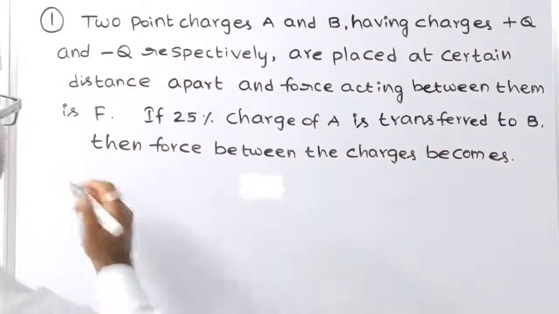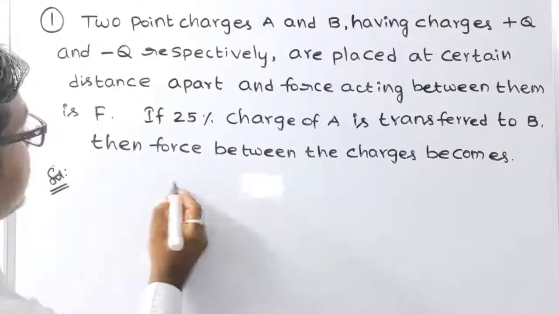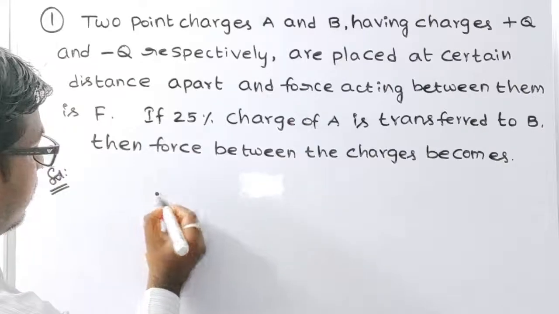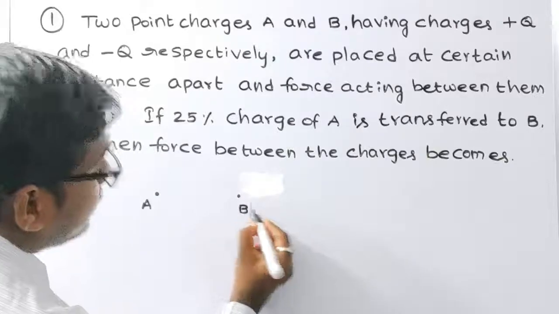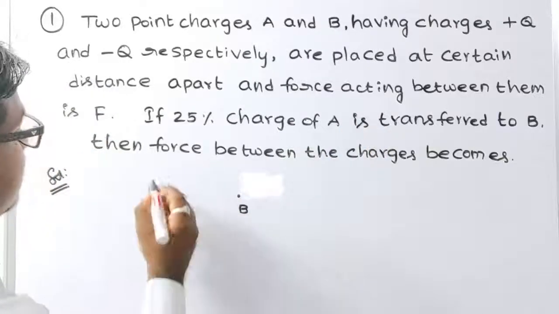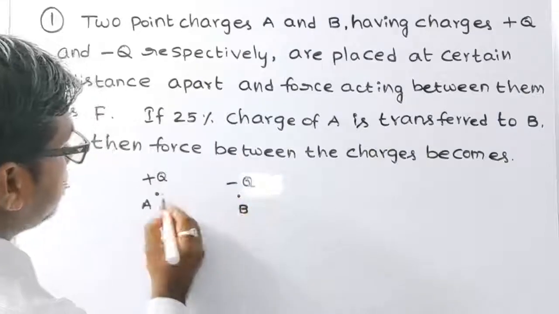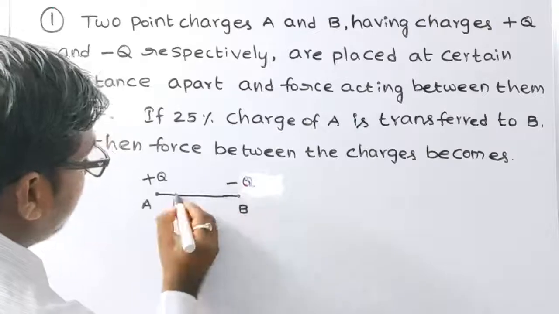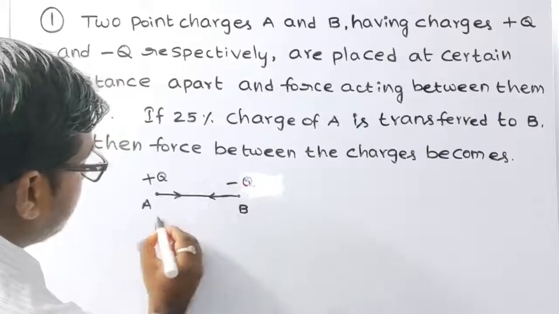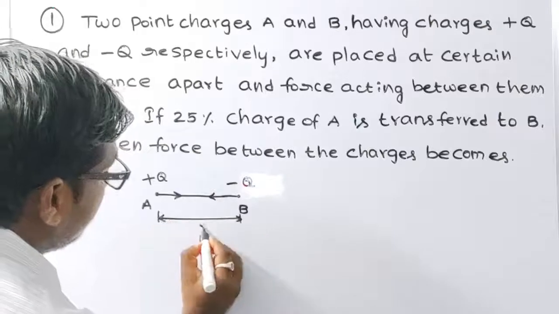Okay, the two point charges A and B. This is A and B. The charges plus Q and minus Q are separated by a distance R.